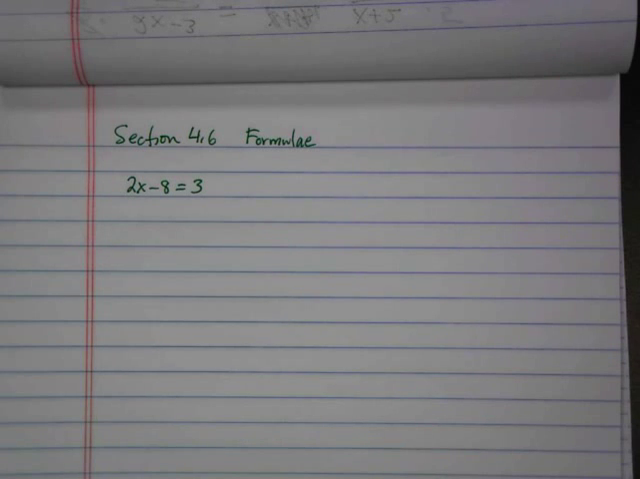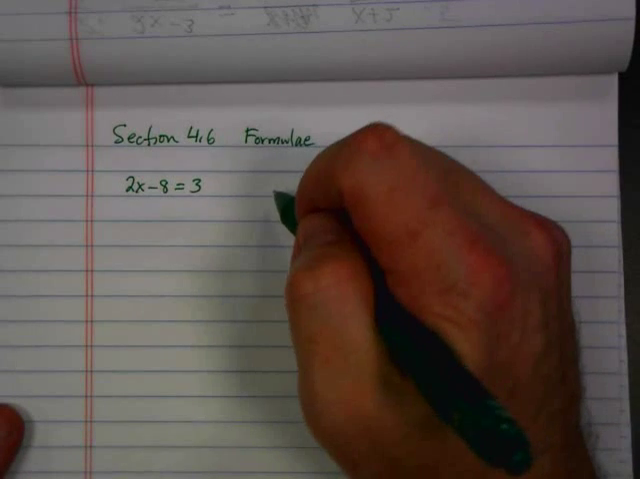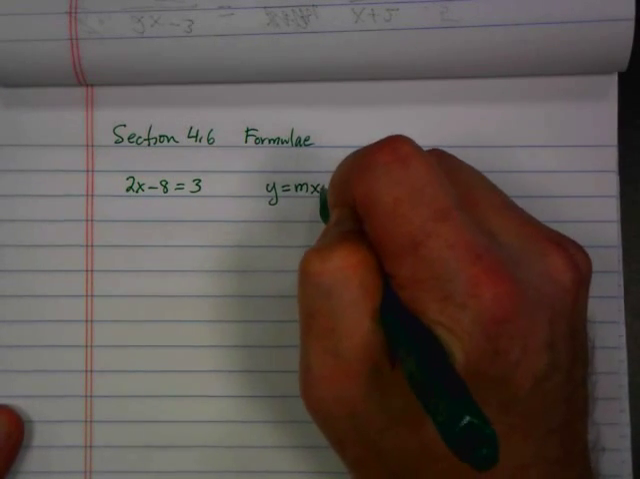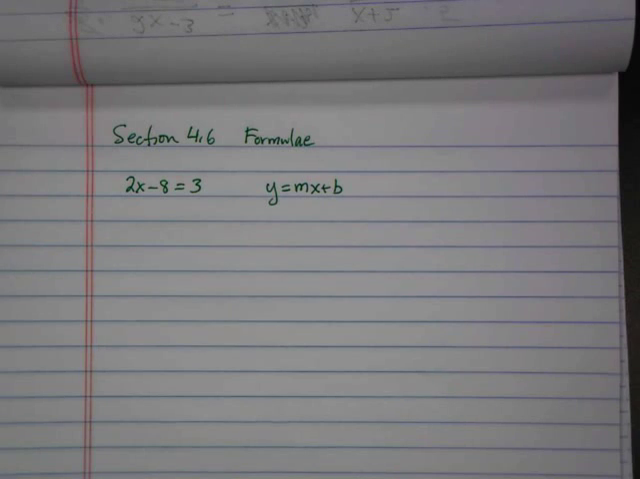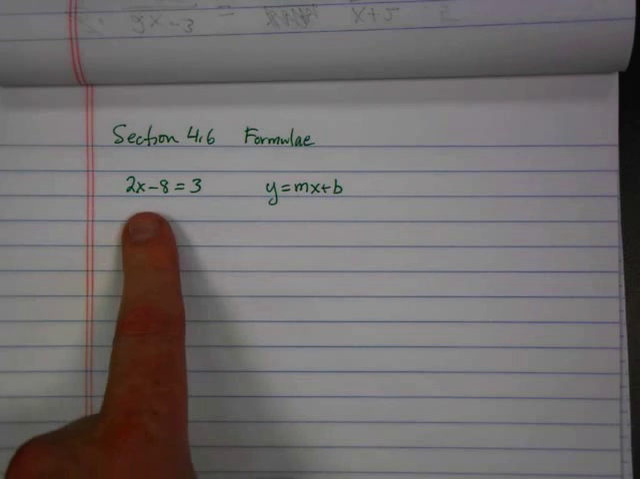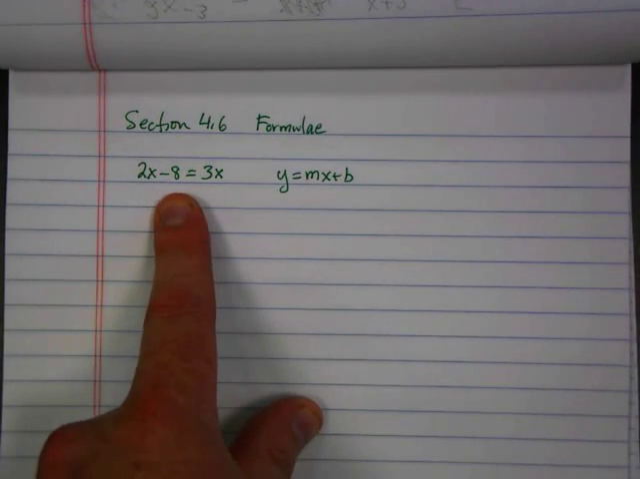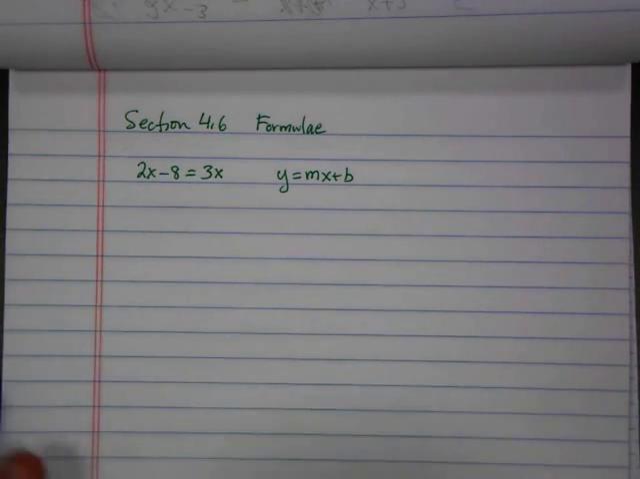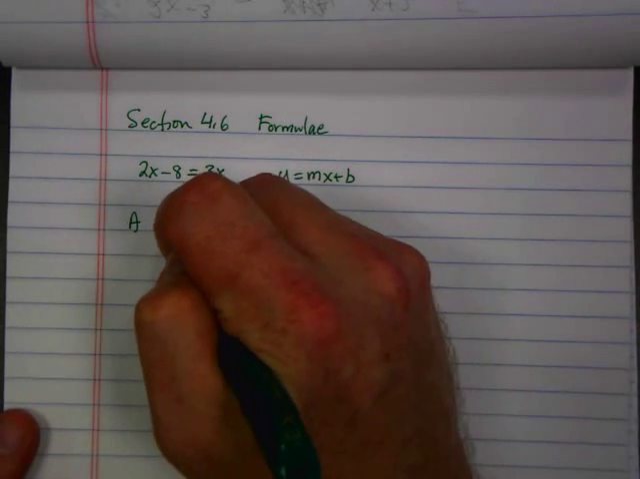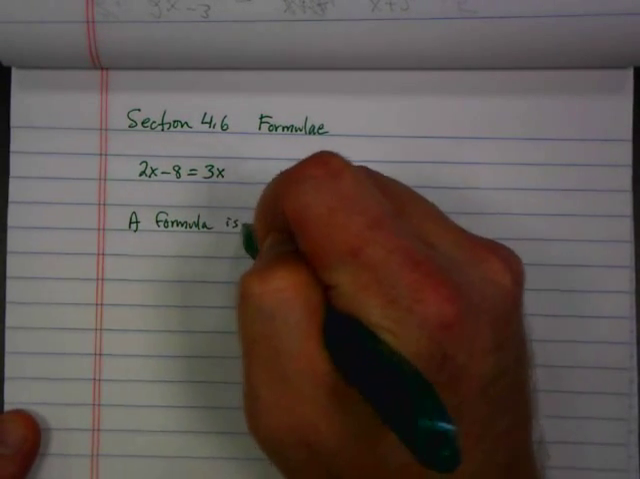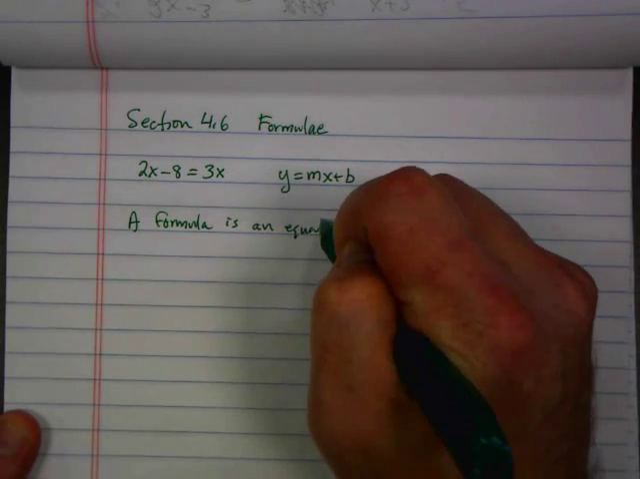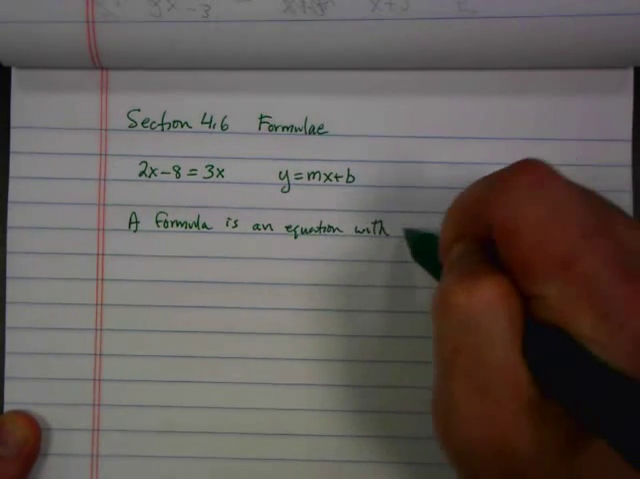The formula would be like y equals mx plus b. That would be a formula. Letters without the numbers. The difference is a formula usually has multiple letters. So even if I put another x here, this typically would not be considered a formula. But if I had a y, like 2x minus 8 equals 3y, then it would be a formula. So in general, a formula is an equation with multiple variables.